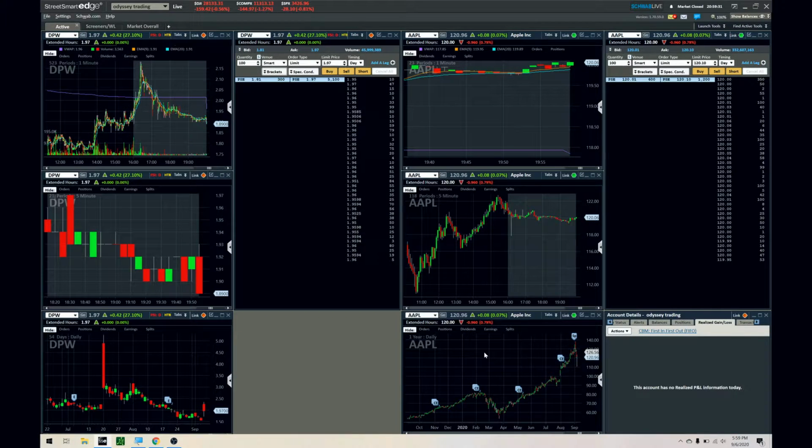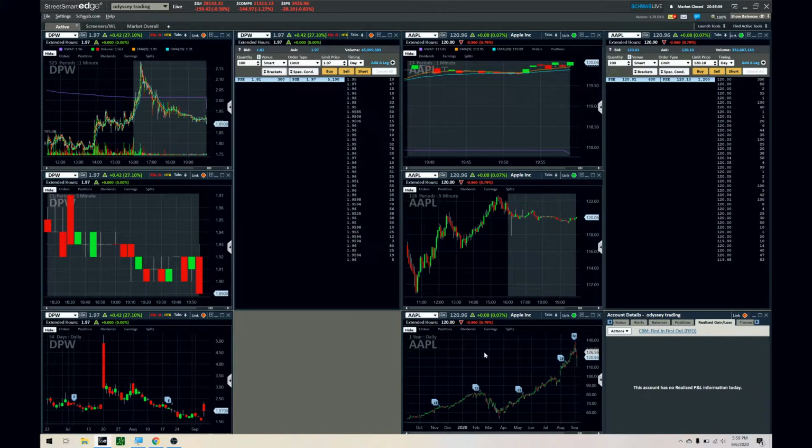Now, I am using StreetSmart Edge and I am with Schwab, but I know a lot of you guys are probably not using this or are starting to understand exactly what platform you want to use. But if you are going to choose Charles Schwab, then StreetSmart Edge is the platform that they are offering, and it's pretty good.